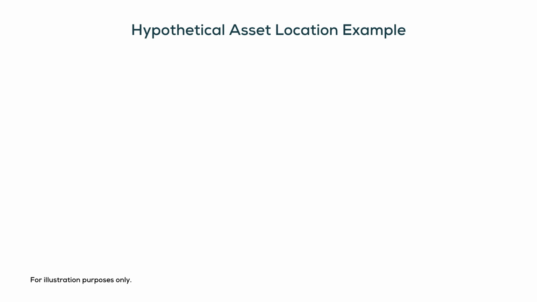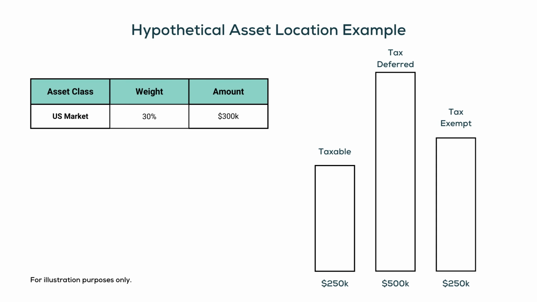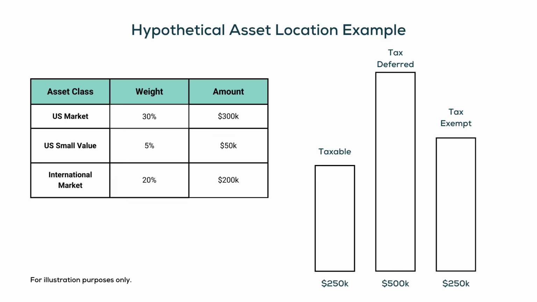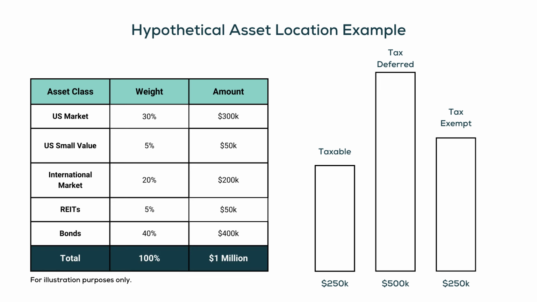And even more specifically, you want 30% of your portfolio in the broad U.S. stock market, another 5% in U.S. small value stocks, 20% in the broad international stock market, 5% more in REITs or real estate investment trusts, which can be really great diversifiers in your portfolio, but we'll touch on that topic in a few minutes. And then finally, that big 40% slug in bonds. So how do we go about slotting everything into place?